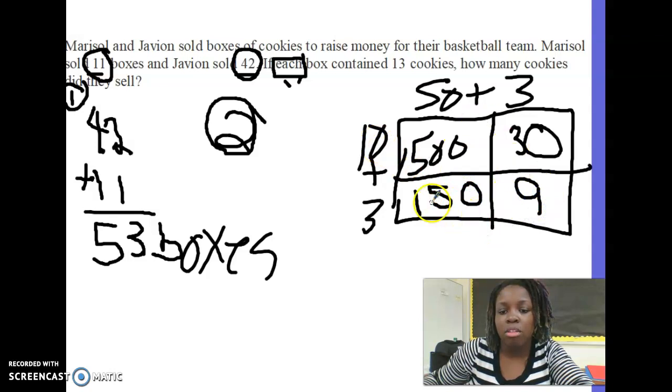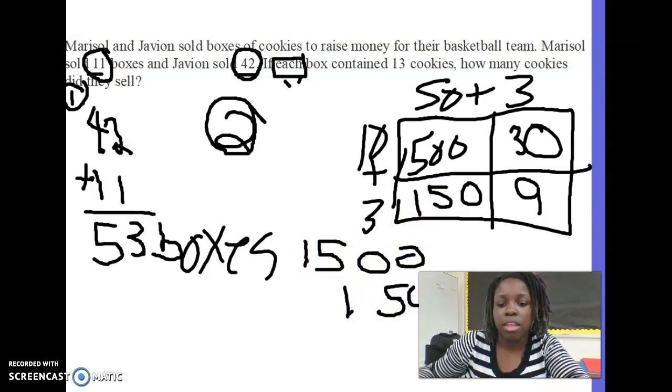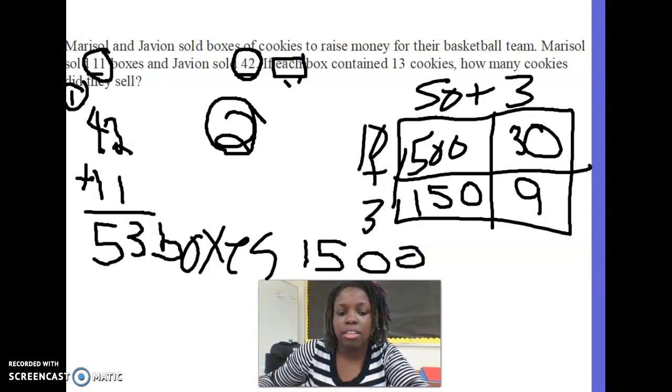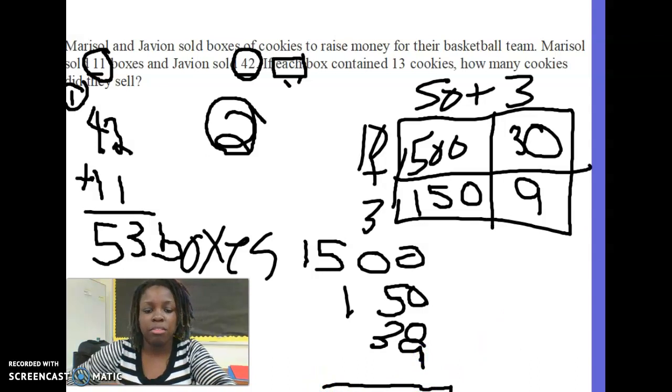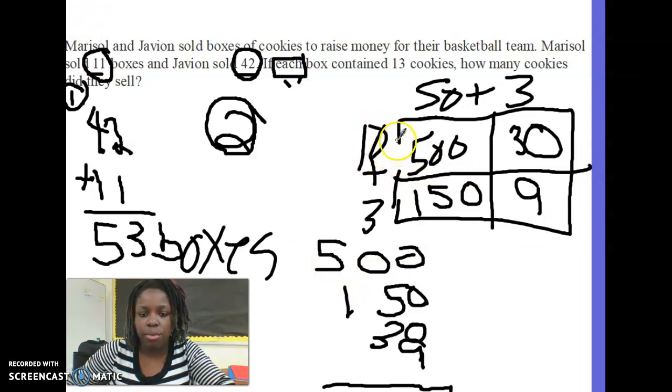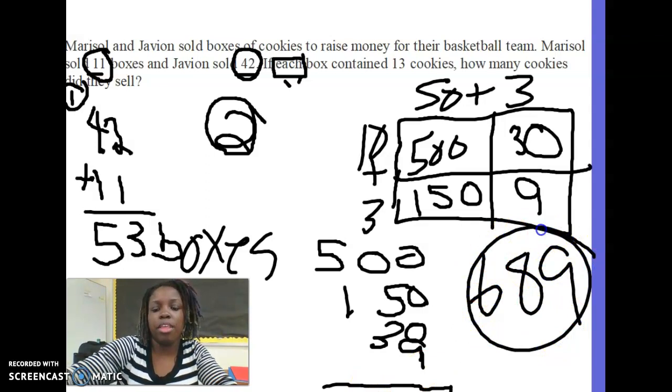So now I'm just going to add up all of these numbers. So I want to add up 1,500 plus 150. Oops, see, I moved myself. Plus 30 plus 9. So what will I get when I add up 1,500 plus 150 plus 30 plus 9? Oh, wait. So remember, this is a 5. Not 1,500. That's 500. So what will I get when I add up 500 plus 150 plus 30 plus 9? Good. 689. So 689 will be my answer.